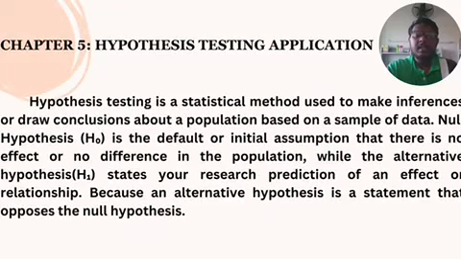Next is Chapter 5, which is the hypothesis testing application. Hypothesis testing is a statistical method used to make inference or draw conclusion about a population based on a sample of data. Null hypothesis is the default or initial assumption that there is no effect or no difference in the population, while the alternative hypothesis states your research prediction of an effect or relation, because an alternative hypothesis is a statement that opposes the null hypothesis.